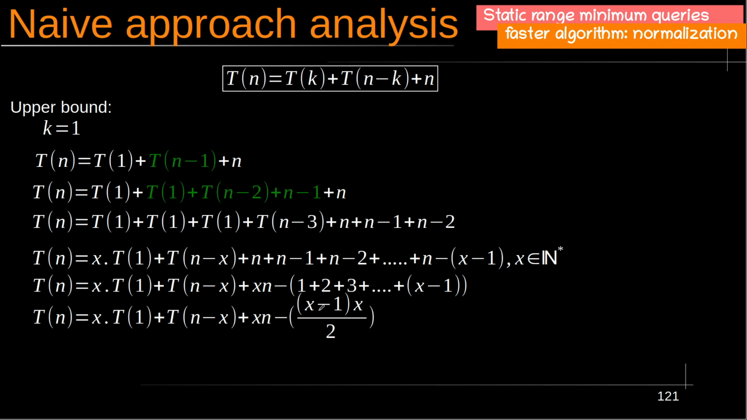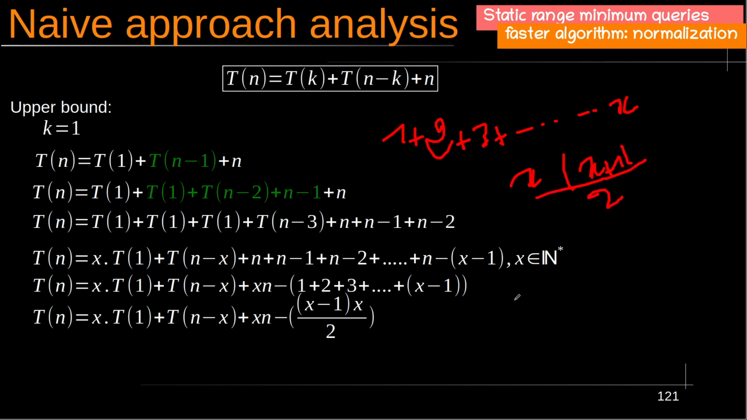So plus xn minus x minus 1 times x over 2, because we know the sum of consecutive integers from 1 to, let's say, x is x times x plus 1 over 2. This is a well-known formula. We don't need to prove it, guys. But we have here x minus 1, so it will be x minus 1 times x minus 1 plus 1, which is x, over 2.